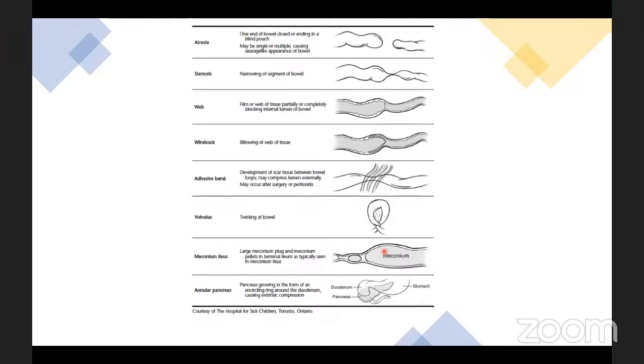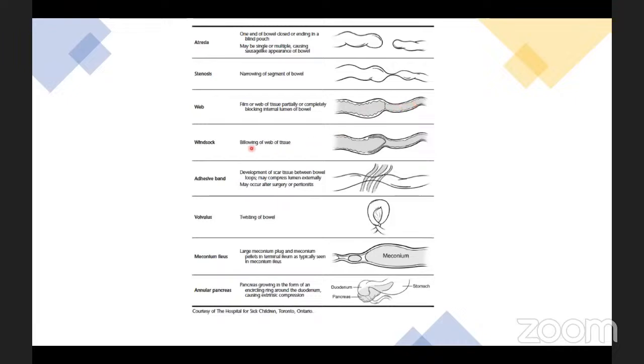So I know that you all know about this, but just to go through: when we talk about atresia, both ends of the intestine are closed, forming blind pouches. Stenosis is narrowing of the bowel segment. And when there is a web, you can see that it also causes obstruction, with dilatation on the proximal side and narrowing on the distal.